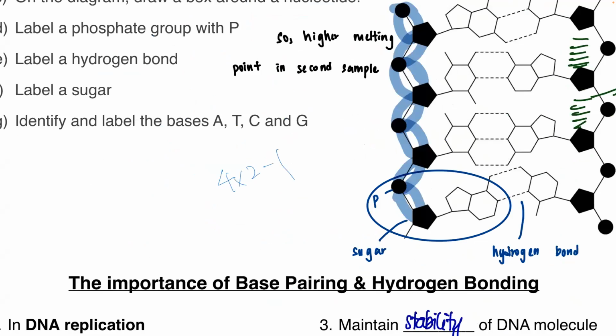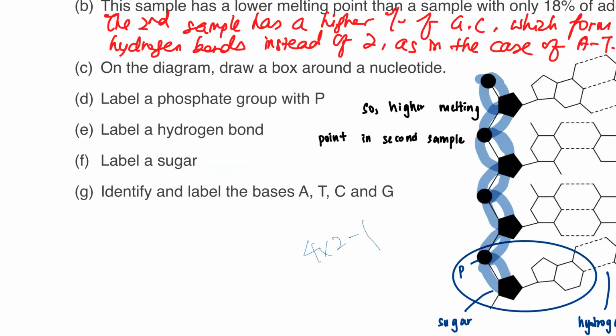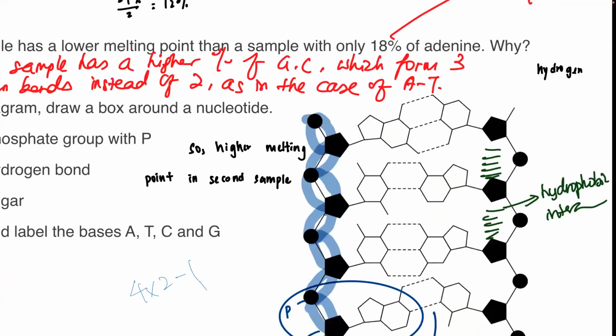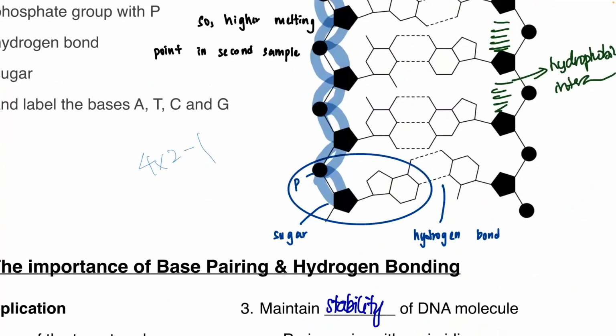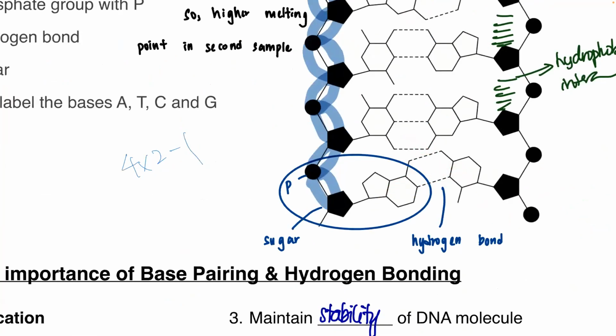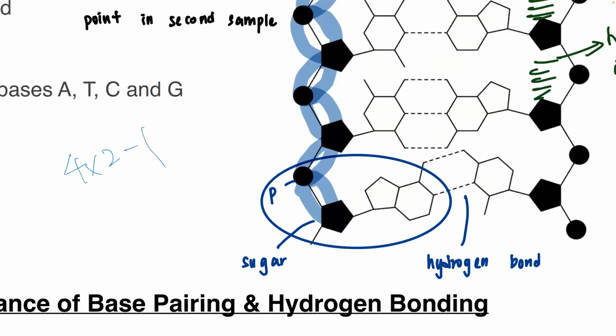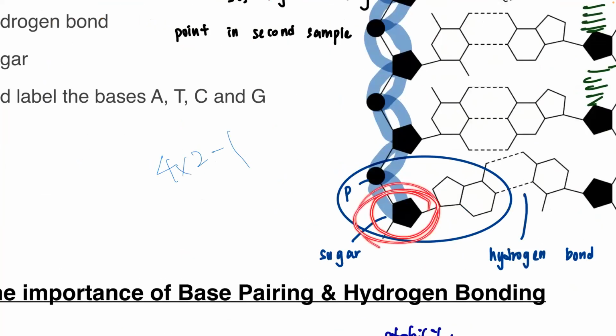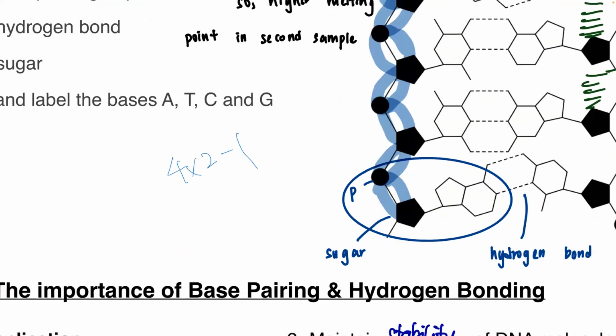Label a hydrogen bond. Hydrogen bond should be easily labeled. Hydrogen bonds would be those between the bases, so the dotted line would be a hydrogen bond. Label a sugar. This would be the sugar. The pentagon would be the sugar.